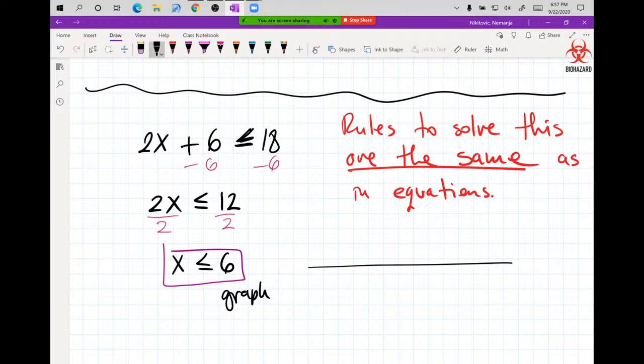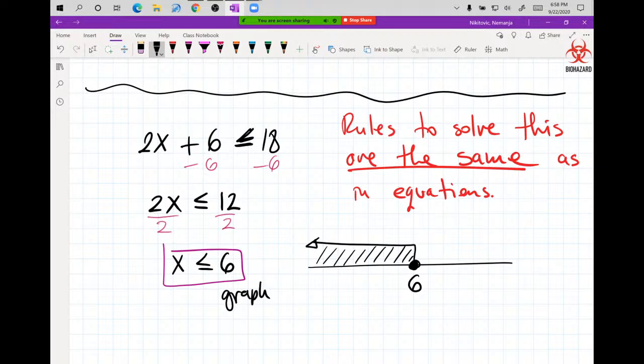And then what? A filled-in circle. And what value am I going to put underneath? 6. And then do I go left or right? You're going left. Why? Because it's less than 6 or equal to. Perfect. So this is where all of the numbers that are less than 6 live.